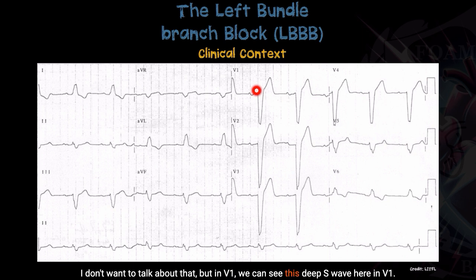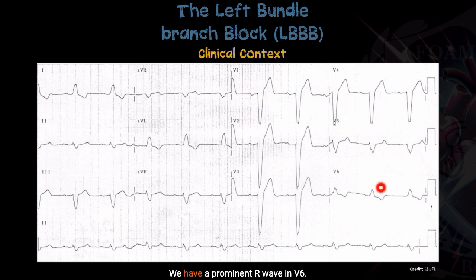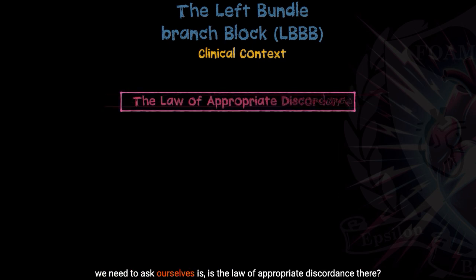But in V1, we can see this deep S wave. We have a prominent R wave in V6. QRS is greater than 120 milliseconds. So when we're presented with a left bundle branch block, the question that we need to ask ourselves is, is the law of appropriate discordance there? The easiest way to explain this is that the law of appropriate discordance just means there should be opposites.